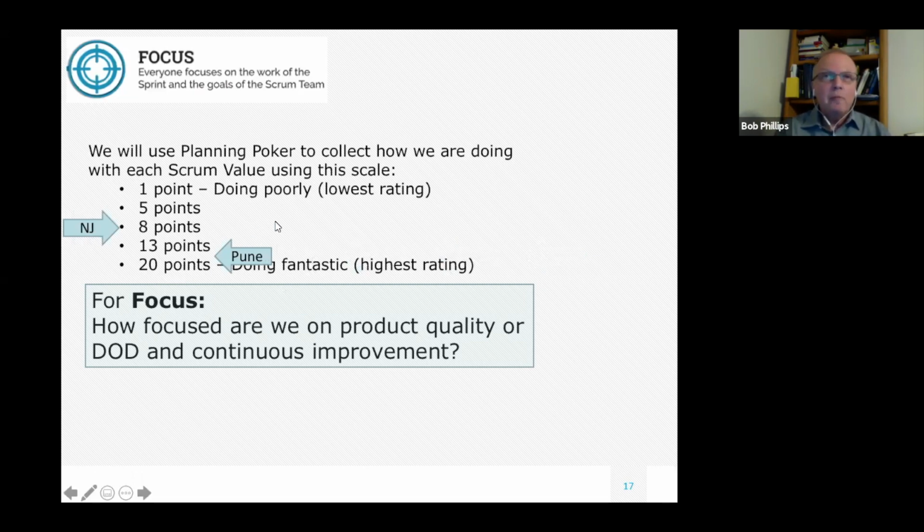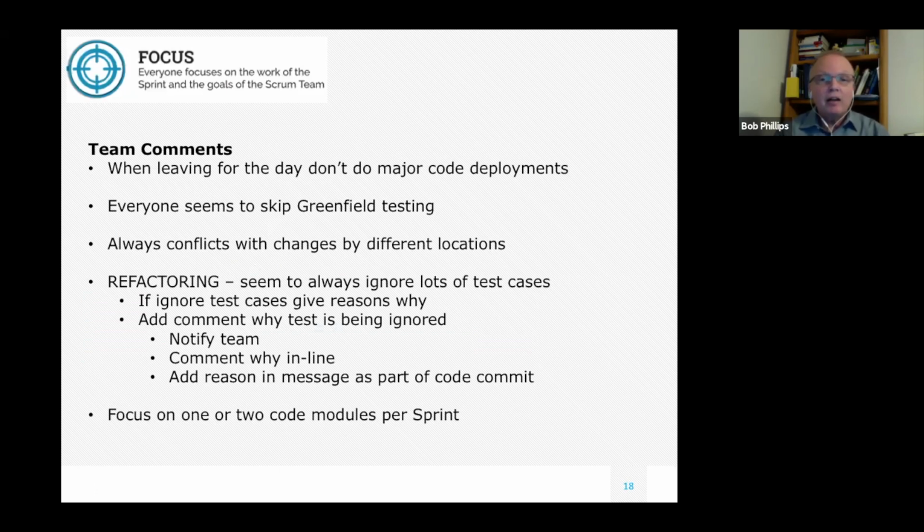Now, I don't know if it was because of the skills, where Pune was able to, if they got a support question, answer it immediately, where if New Jersey got it, it could end up being like a whole day activity. But this is basically how the team came out. And then these were the kinds of comments we got back.